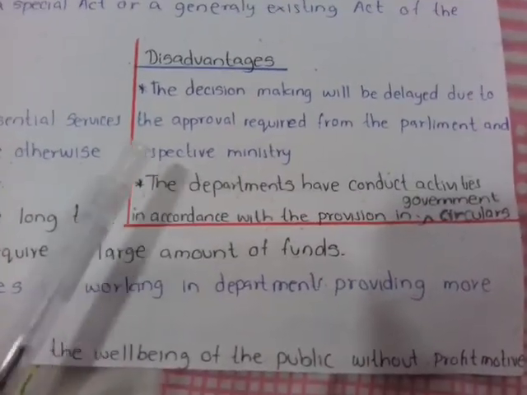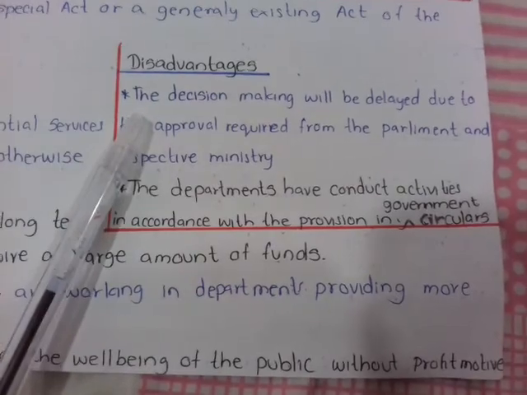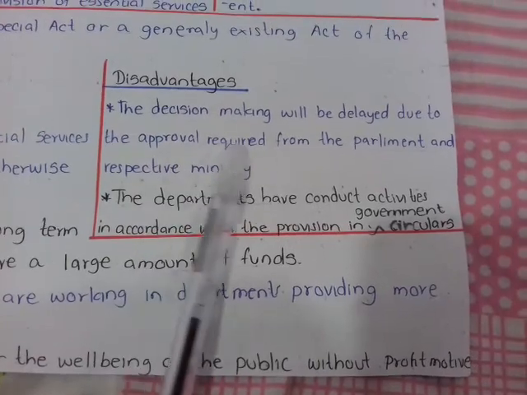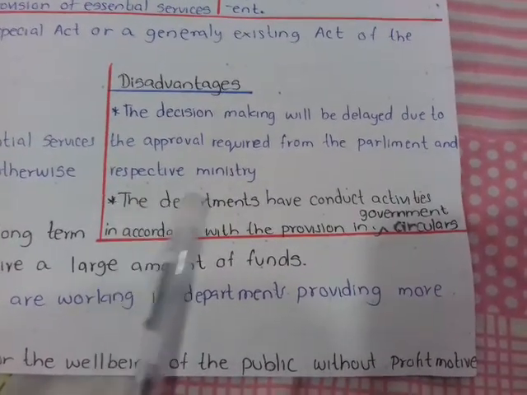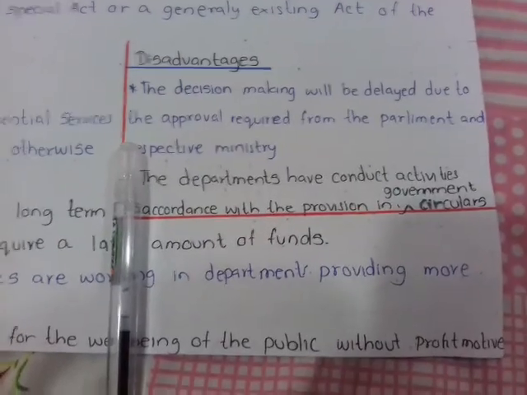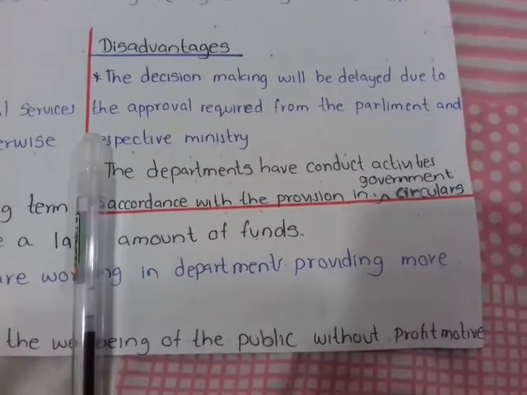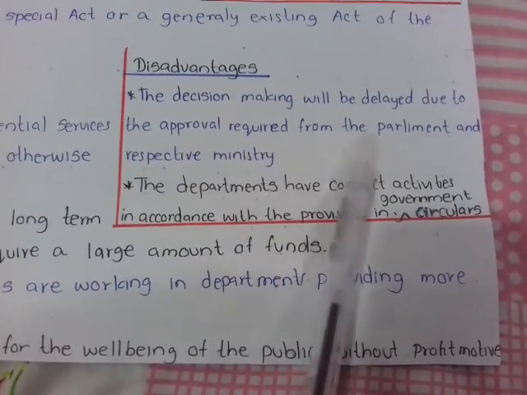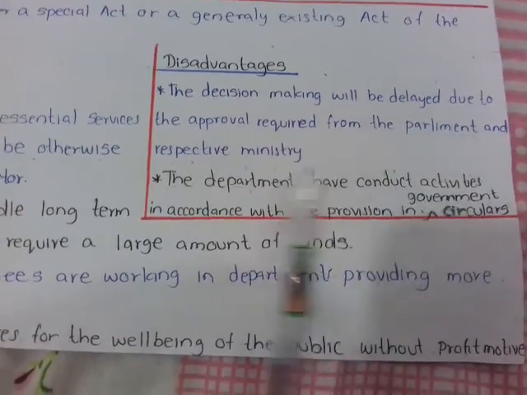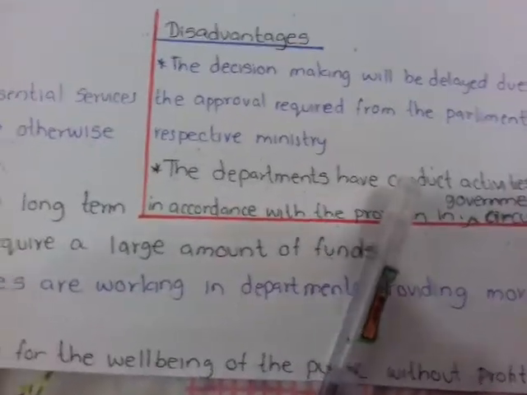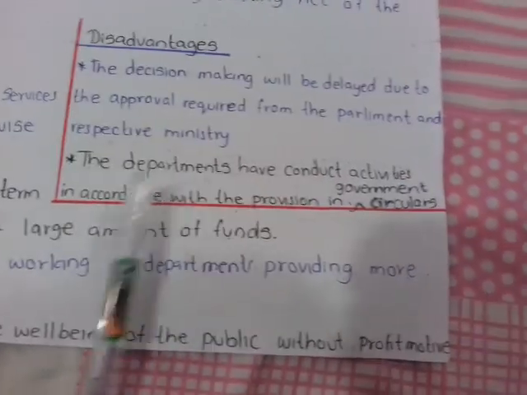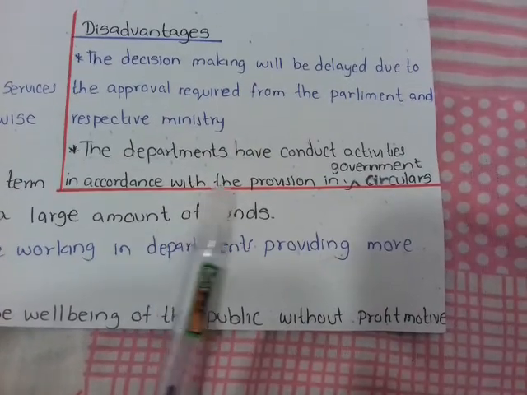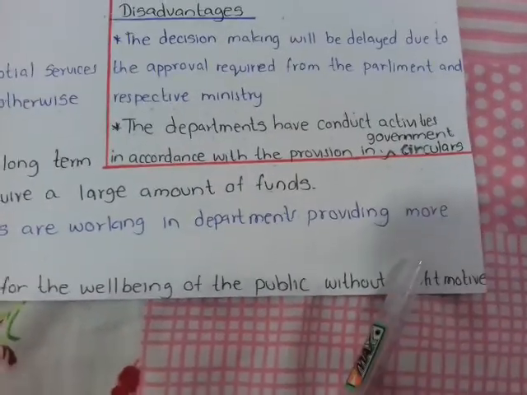Right. So, what are the disadvantages? The decision making will be delayed due to the approval required from the parliament and respective ministry. Now, if the department needs to take a quick decision, it cannot be done because it needs the approval which is required from the parliament and the respective ministry. So, that would be a disadvantage. And the departments have to conduct activities in accordance with the provisions in government circulars.